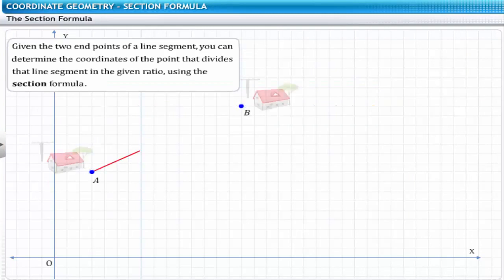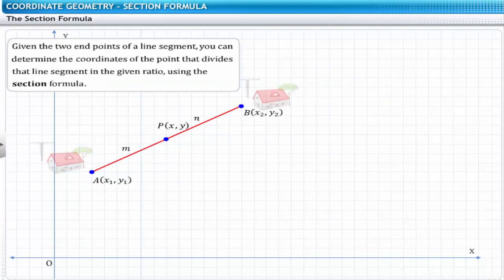Let AB be a line segment. The coordinates of the points A and B be x1, y1 and x2, y2 respectively. Let the point P, x, y divide the line segment in the ratio m:n.